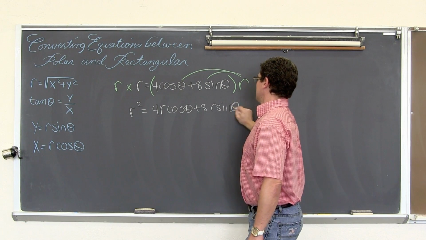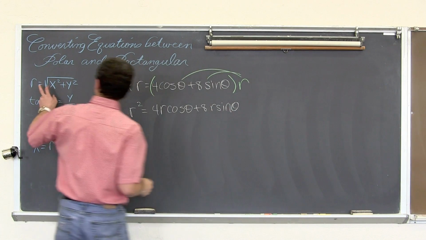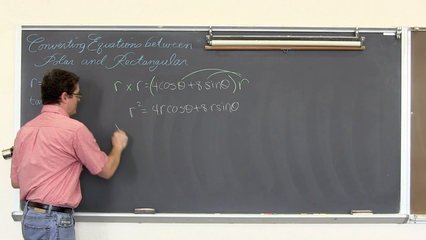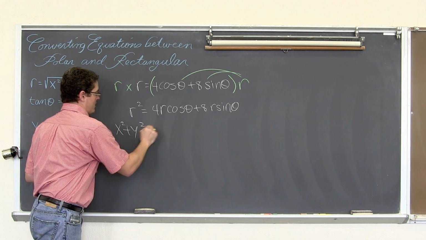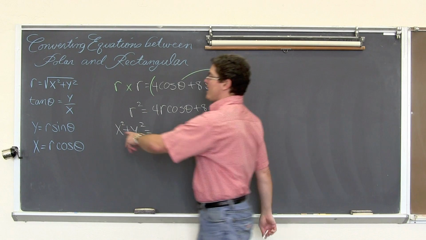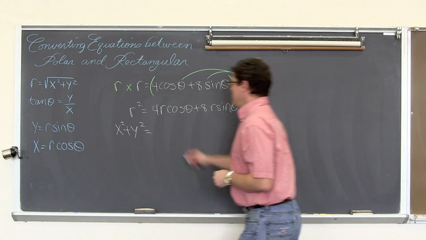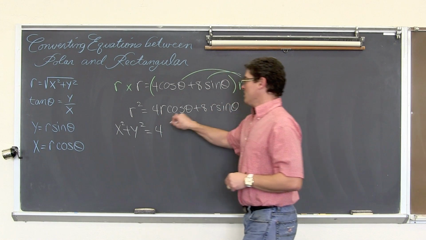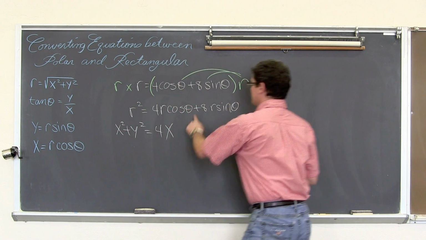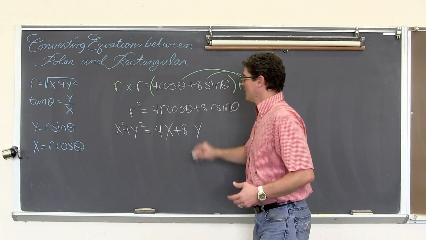r sine theta. Now we have r equals square root of x squared plus y squared. So x squared plus y squared, I'm going to take that for r squared, just kind of squaring away the square root symbol, equals 4, and then r cosine theta is x plus 8, r sine theta is y.